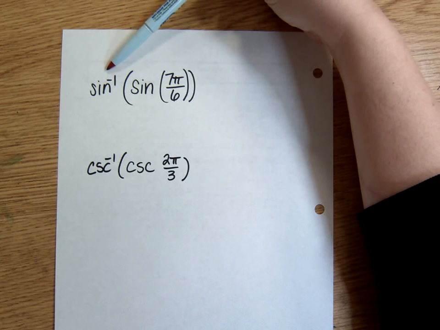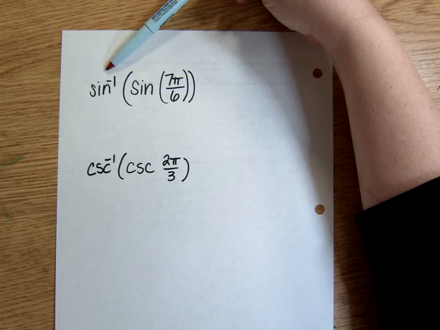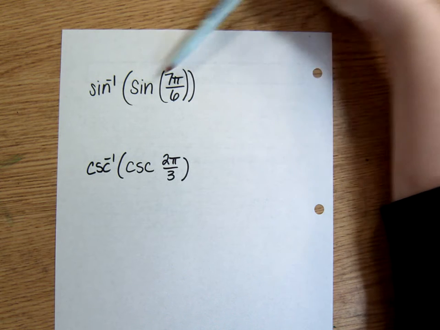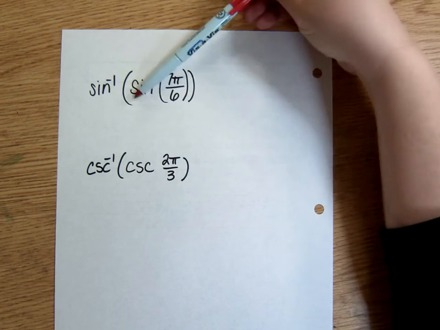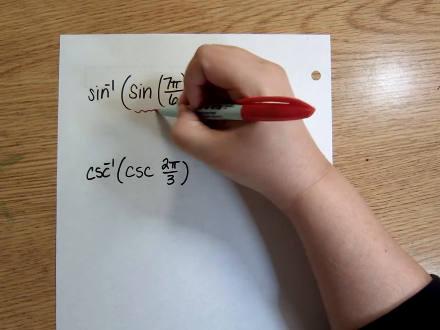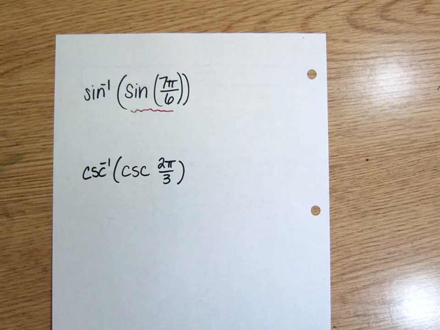Because inverse sine, what quadrants do we look in? 1 and 4. Is this value in 1 or 4? No. So we can't do that. Okay? So we still have to work it out. So we find the sine of 7 pi over 6. Sine of 7 pi over 6 is negative 1/2, I believe.